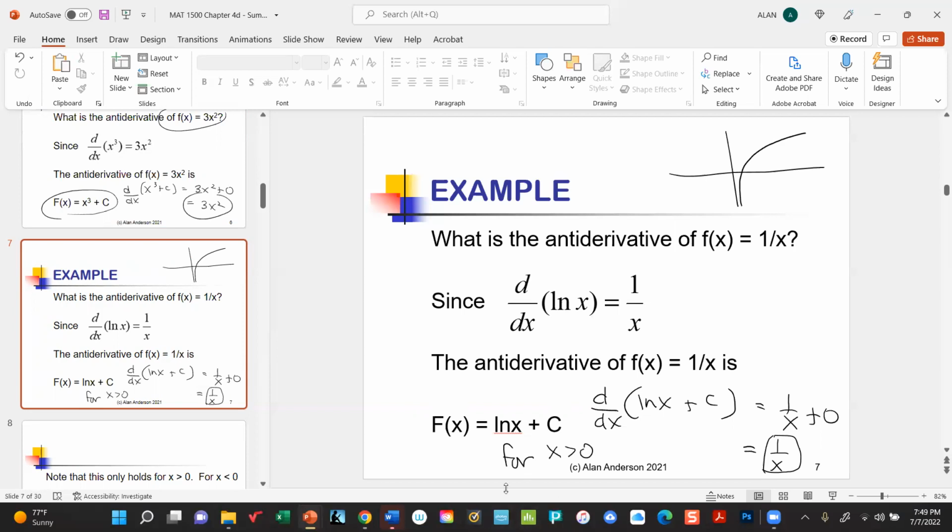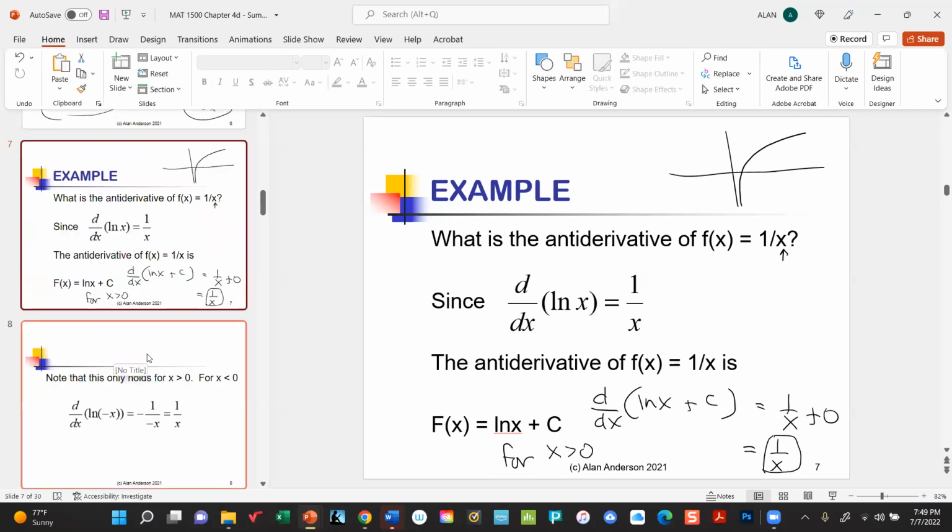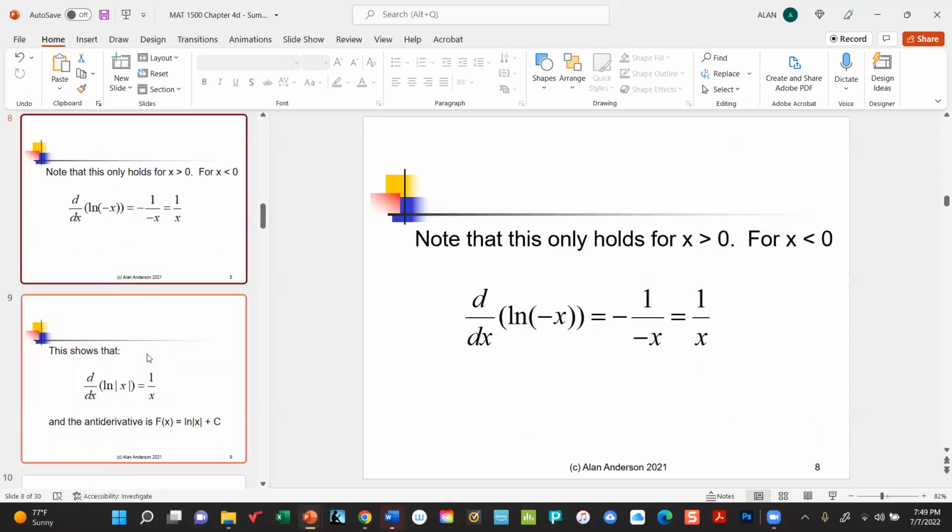What would we have to do if x is negative? In other words, this x in the denominator right here, what if I have something like 1 over -3 or just any negative number? So what has to happen then is this. The antiderivative will change. It has to be log of -x, because that's going to give us -1 over -x, which again brings us back to 1 over x.